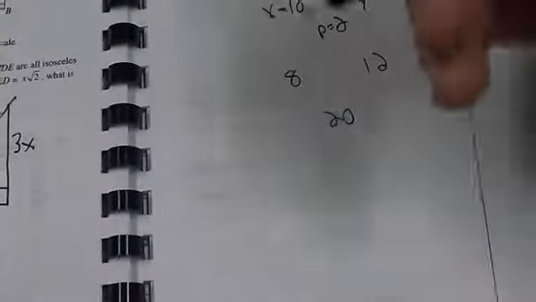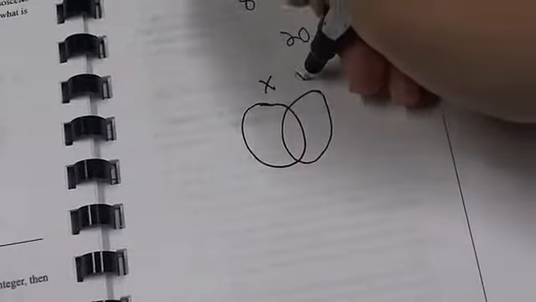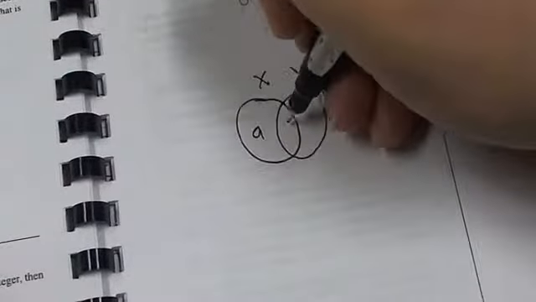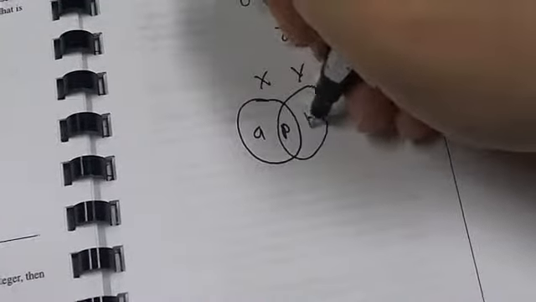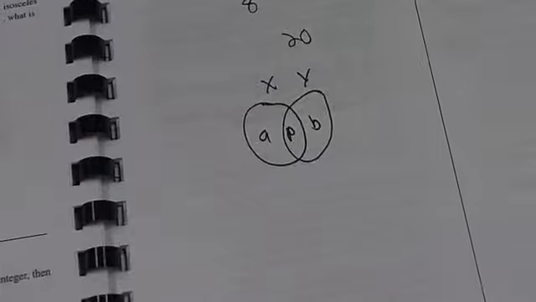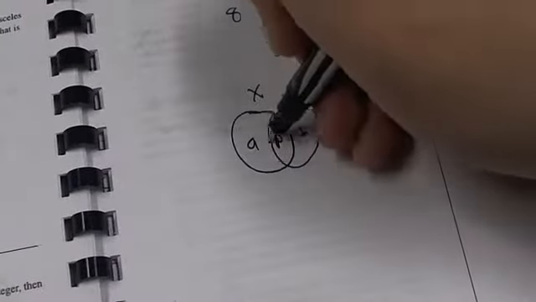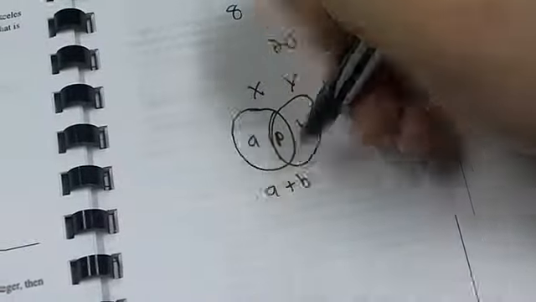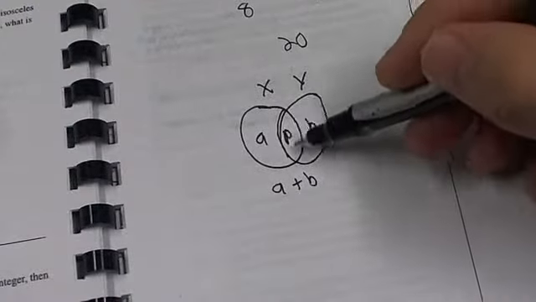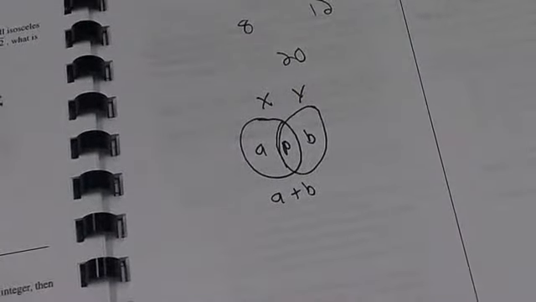Now the math way, hopefully everybody's seen this before. It's like a Venn diagram. Let's say there's X here, and this is Y. This is A, that's P, and that's B. We only want A plus B, because we don't want anybody in the middle. So how do you get A plus B?